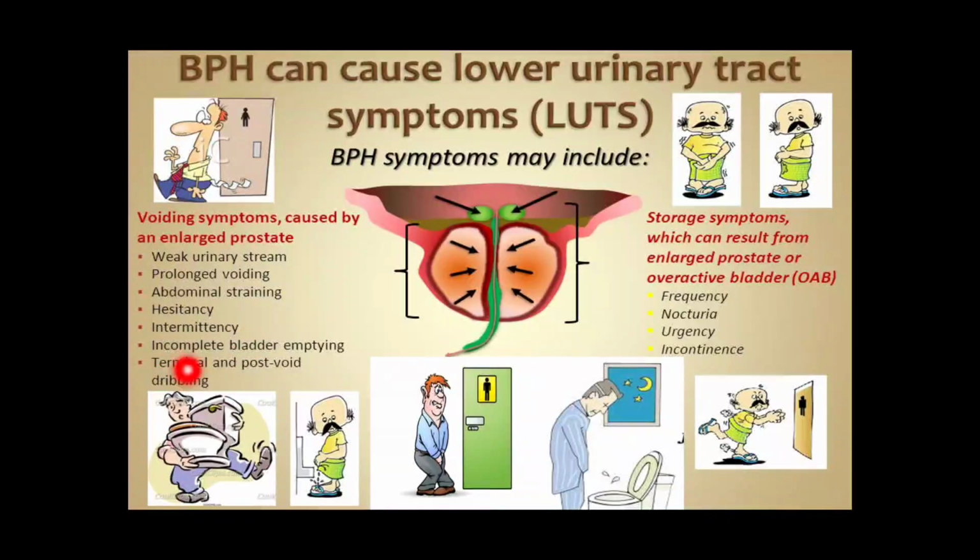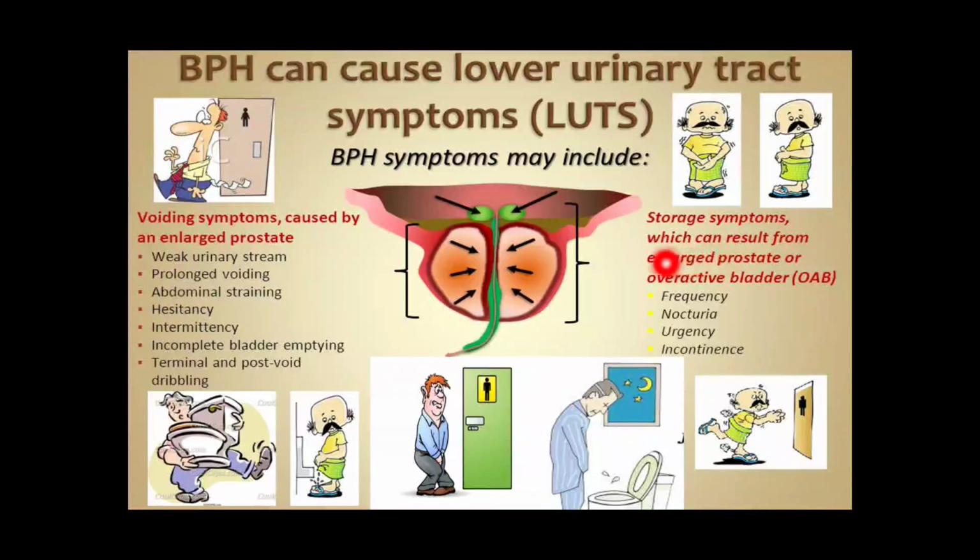Then there will be a feeling of incomplete bladder emptying. Even after urination, he will feel that bladder has not completely emptied. Then there will be terminal and post-void dribbling. After having urination, he will have dribbling of the urine from the urethra.